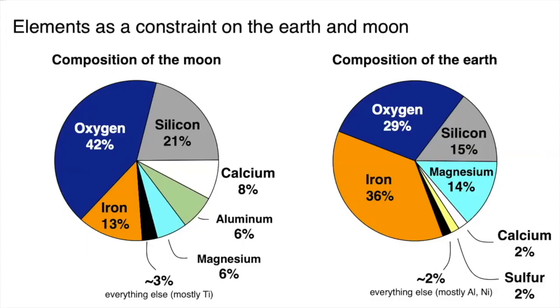You'll notice that the overall composition between the Earth and the moon is similar, but the moon has a lot more oxygen and silicon and a lot less iron than the Earth. The moon also has more aluminum and calcium and less magnesium. So they're similar, but they're not the same.